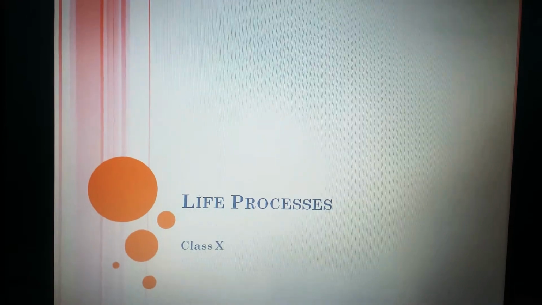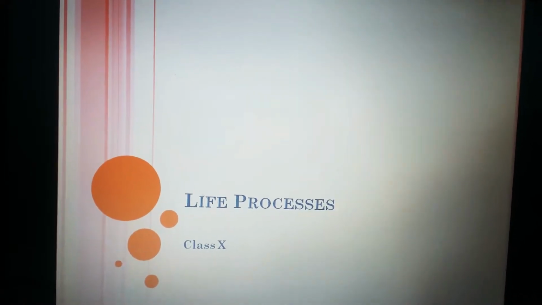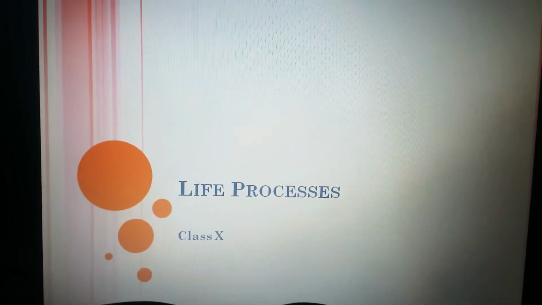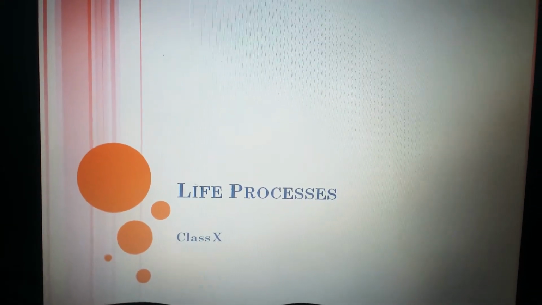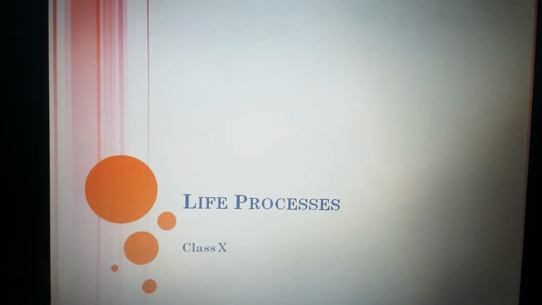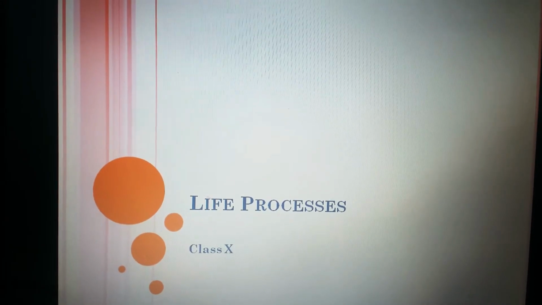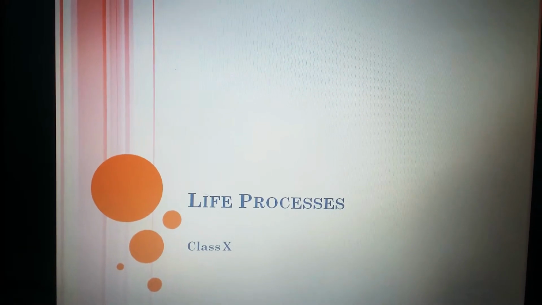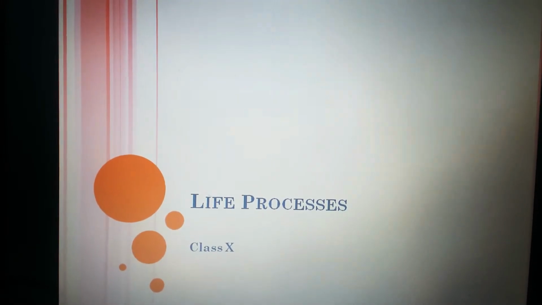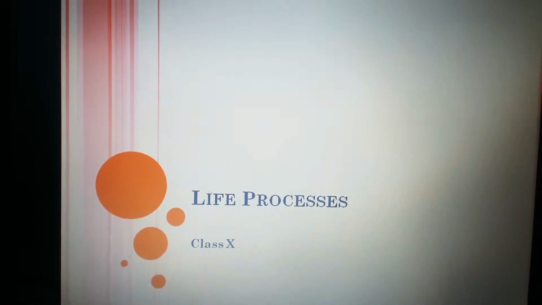Moving towards the next part of chapter 6, that is life processes. In this we are going to study first the heterotrophic nutrition and its types. In the earlier video we have already done nutrition in plants. Now first of all we are going to do the types of heterotrophic nutrition and then the nutrition in animals.